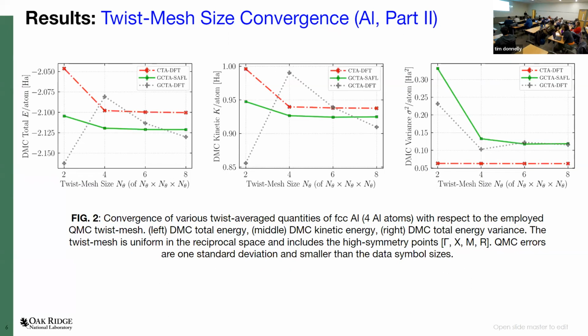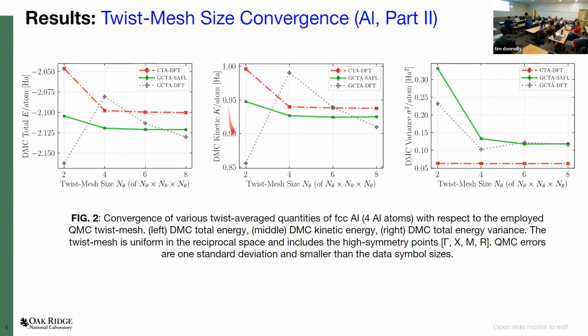So, okay, how do the results look? Again, I'm continuing on with the 4-atom cell of aluminum. On the left, you see the DMC total energy per atom as you increase the twist mesh size. Again, the conventional GCTA shows a wide fluctuation because there's a charge. CTA and the new GCTA actually converge very fast. However, you'll notice that the GCTA has a much lower energy for this given small cell. This is considerably lower energy if you look at the energy scale.